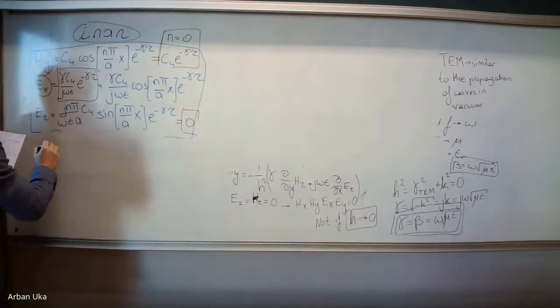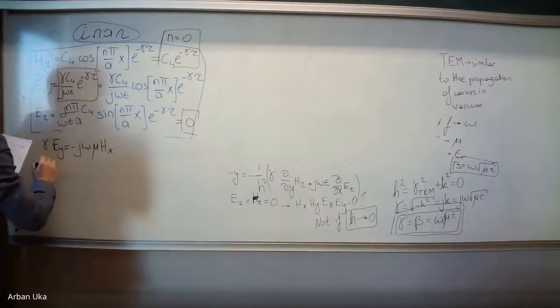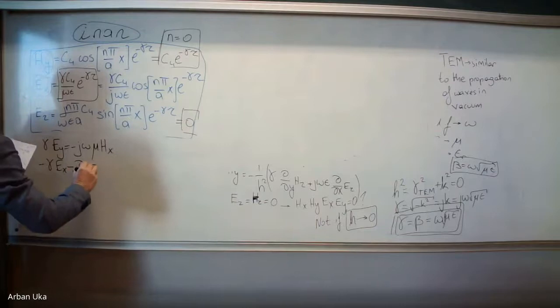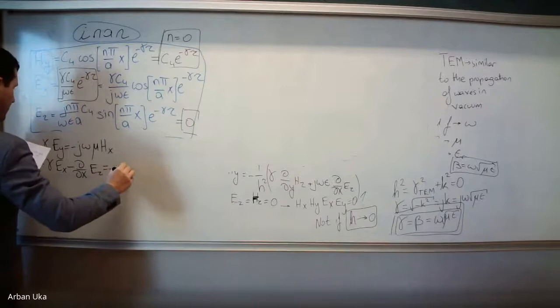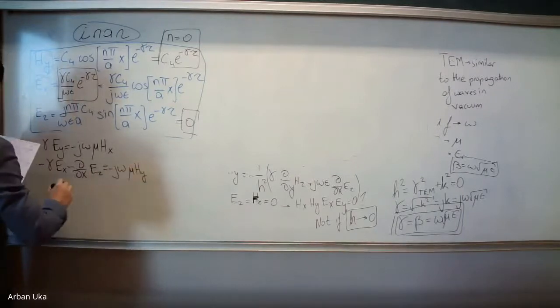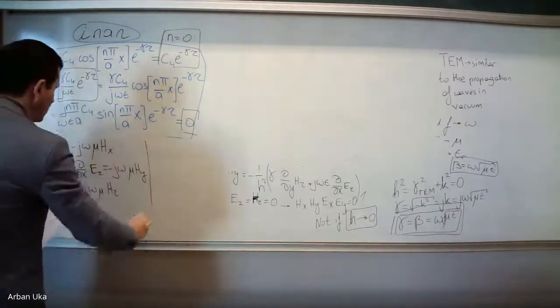So from the curl of E, we have gamma EY, this is equal to minus omega mu HX. Then we have minus gamma EX minus the derivative with respect to x of EZ. This is equal to minus j omega mu HY. And we have the derivative of EY with respect to x is equal to minus j omega mu HZ. Here we have the three equations.